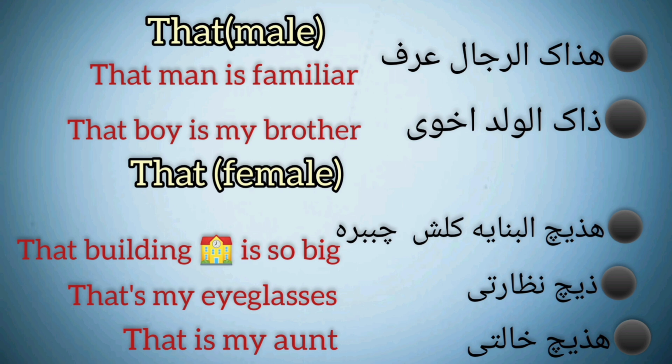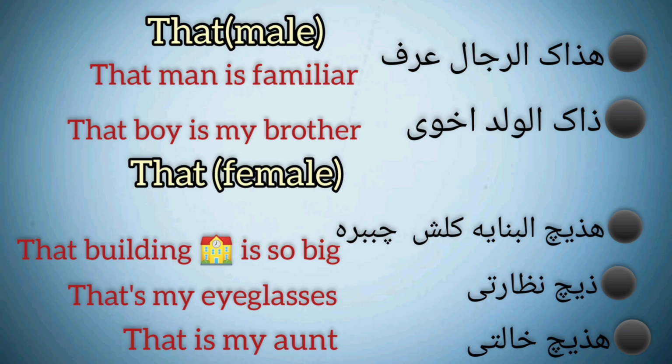But for مفرد مؤنث, we have هذيج or ذيج. هذيج البناية كلش كبيرة. That building is so big. ذيج نظارتي. That's my eyeglasses.